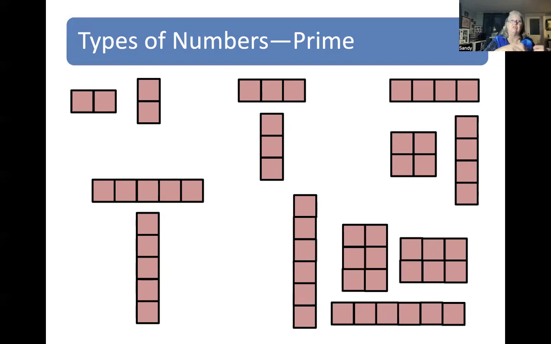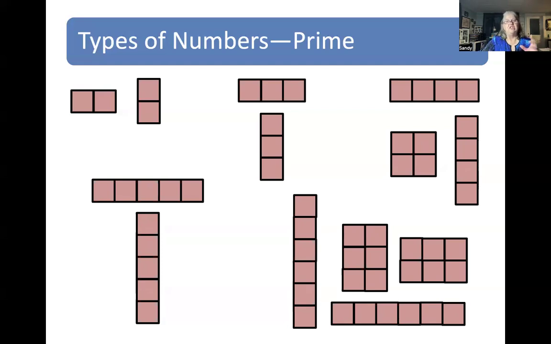We're just arranging. We could use square tiles. We could do it on square dot paper. But these are ways we can make rectangles. Okay, and it's important for your child to understand that a square is a rectangle, an equilateral rectangle. So square is not a separate shape. It is a special case of a rectangle.